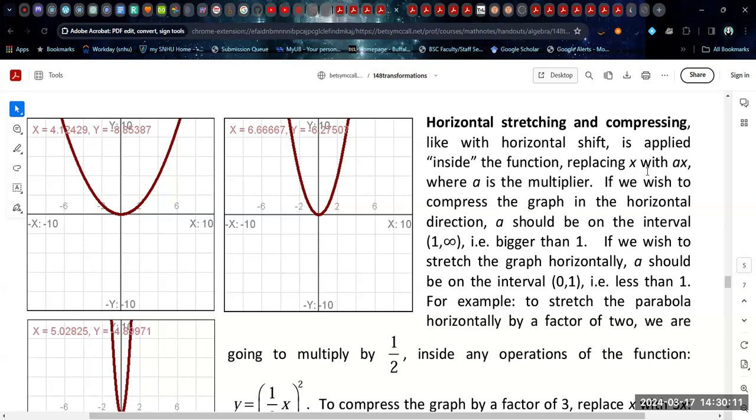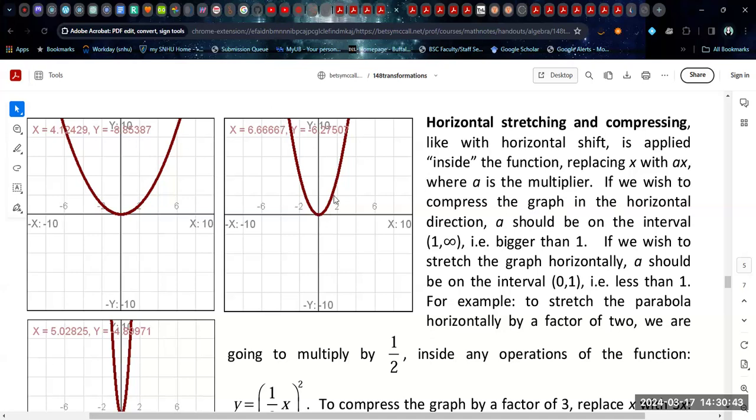All right, so horizontal stretching and compressing. So this is done by multiplying inside the function. So I'm going to multiply x by a constant. If I want to compress the graph in the horizontal direction, so that means I can essentially make it skinnier, then a should be a number on the interval 1 to infinity, so a number bigger than 1. If I want to stretch the graph horizontally, then my multiplier needs to be a number between 0 and 1.